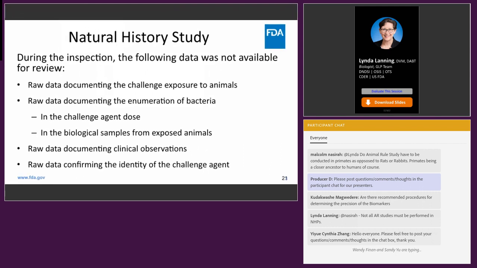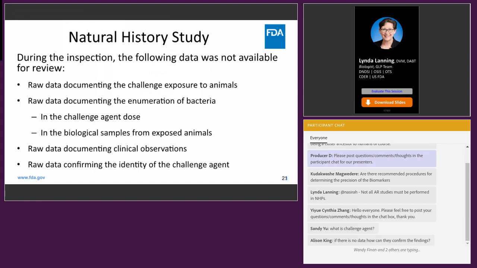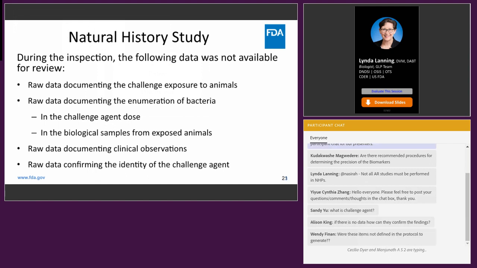So here we have a study that appears to have met the study objectives, as we talked about a little bit ago. And it looks like it would be a natural history study that would provide support for use of this particular model in future efficacy studies.